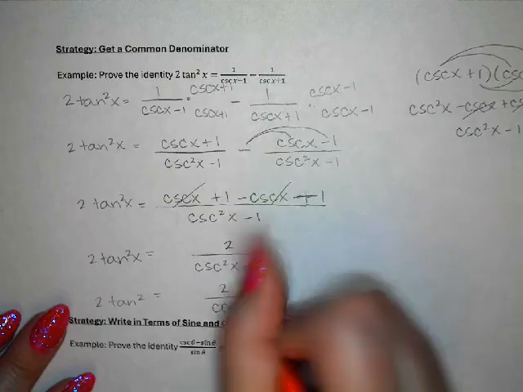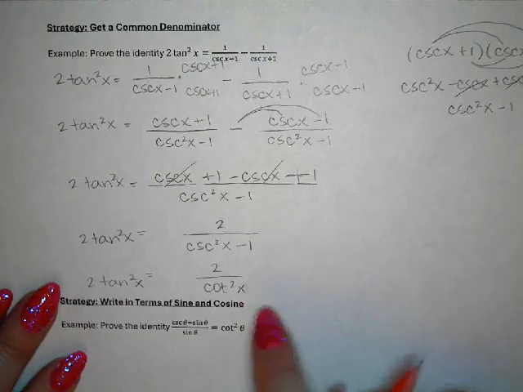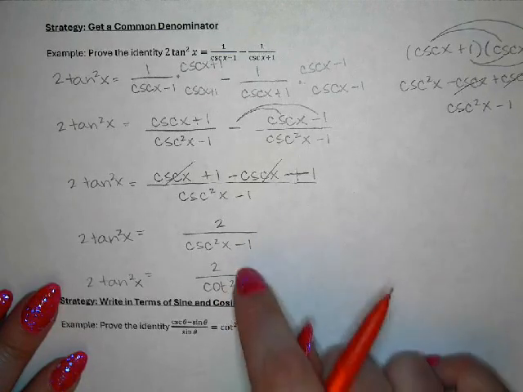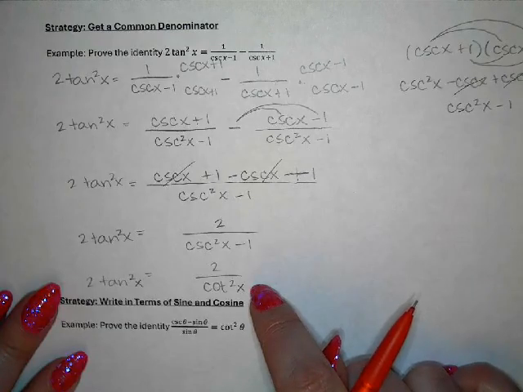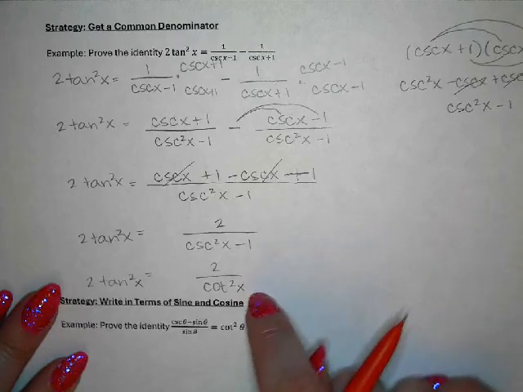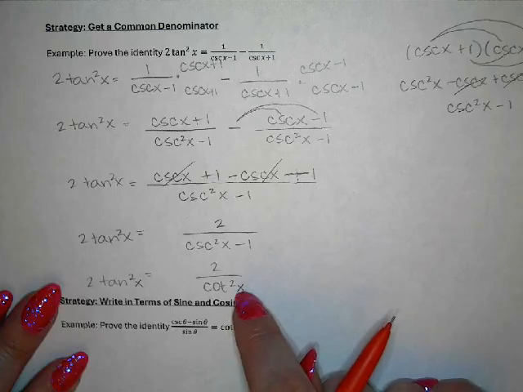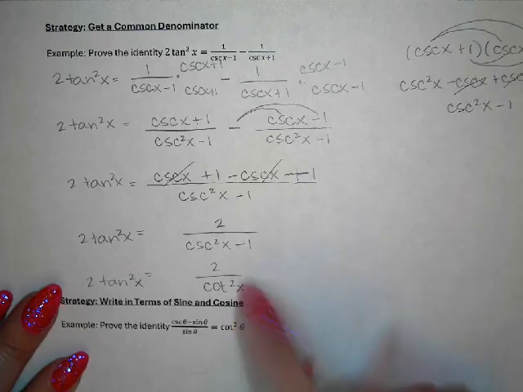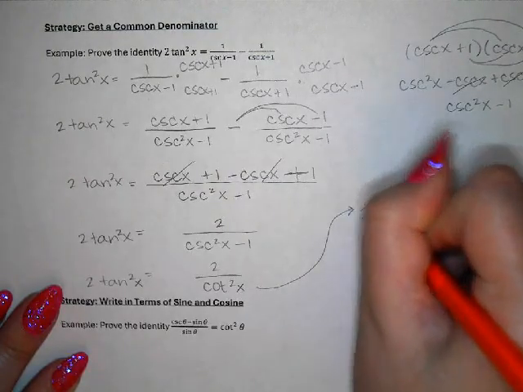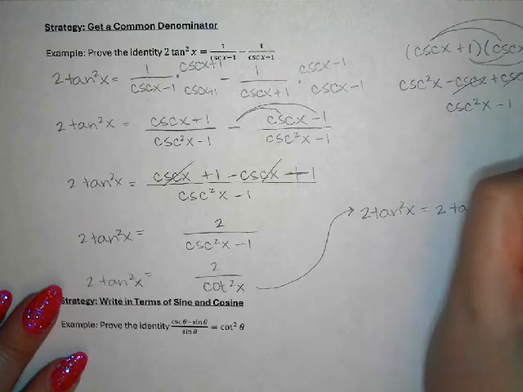And now at this last step, I have 2 over cotangent squared. I know that 1 over cotangent is tan. So I have 1 over cotangent, another 1 over cotangent. That's how I got it squared. That means that 1 over cotangent squared must be the same as tangent squared. And so I'm actually finished. 2 tan squared equals 2 tan squared. And so I've completed the proof.